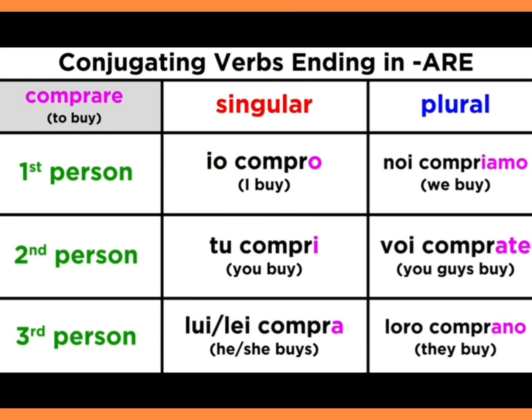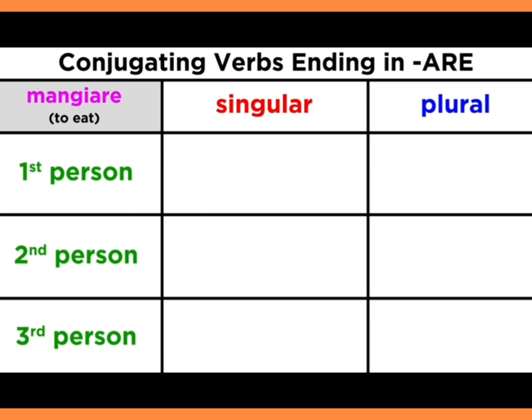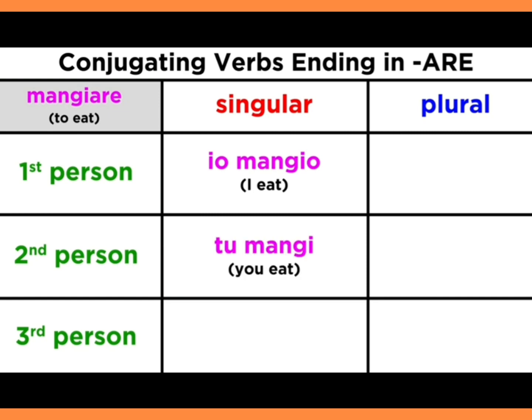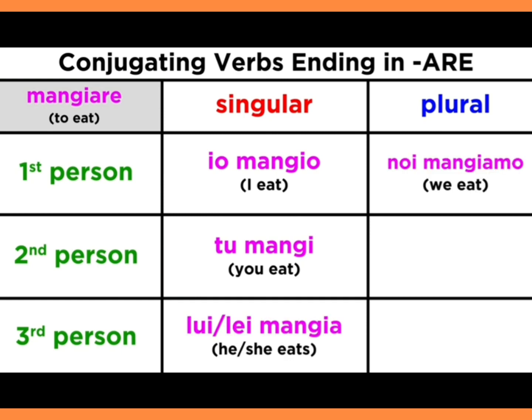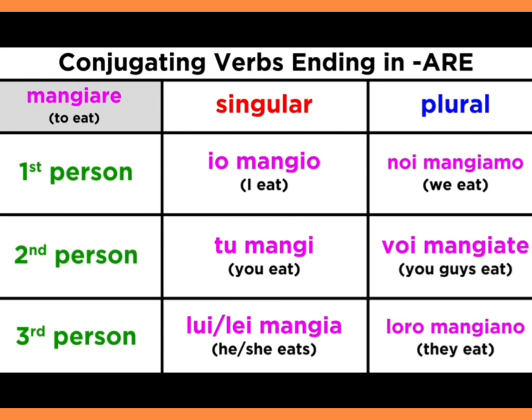Notice the highlighted letters in each form. For any regular verb ending in are, we just change are to the highlighted letters for the form we want to use. Let's try and do the same for mangiare, which means to eat. Io mangio. Tu mangi. Lei mangia. Noi mangiamo. Voi mangiate. Loro mangiano.